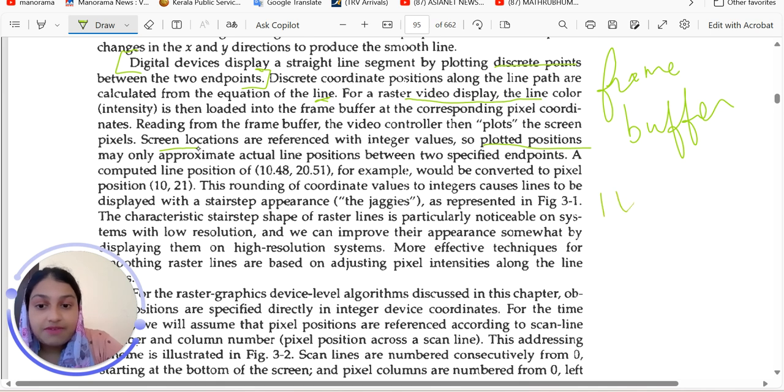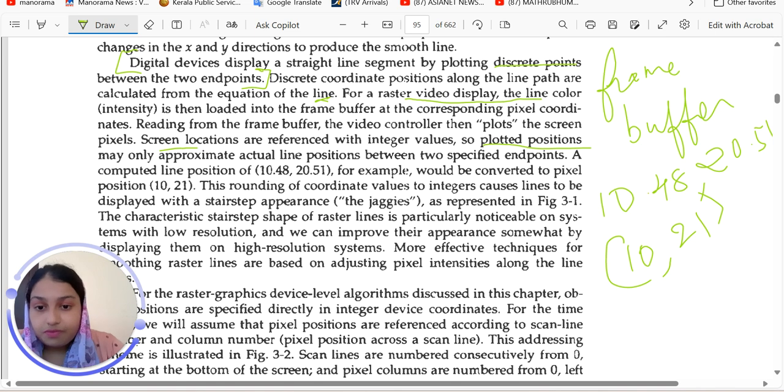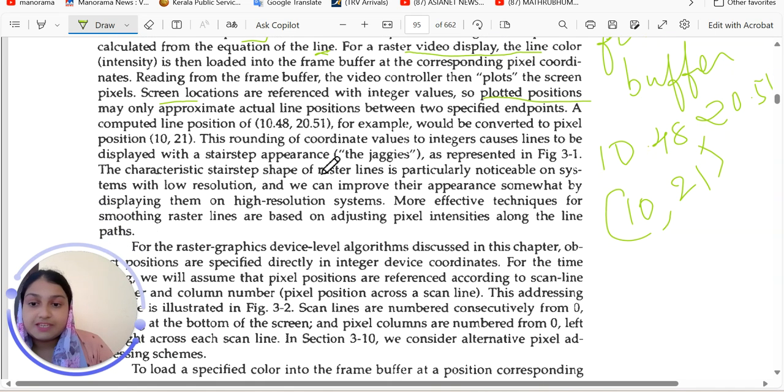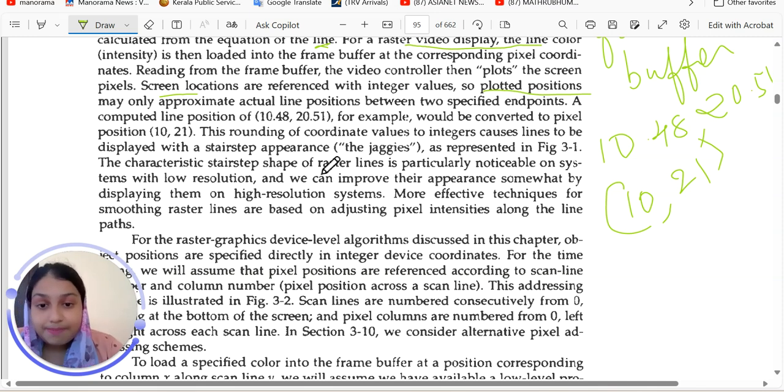Now, for example, we have 10.48 as the x position and 20.51 for y. Now we will round these to 10 and 21. So this rounding of coordinate values to integers causes lines to be displayed with a stair-step appearance. We'll get it as jaggies. We'll get it in this form.